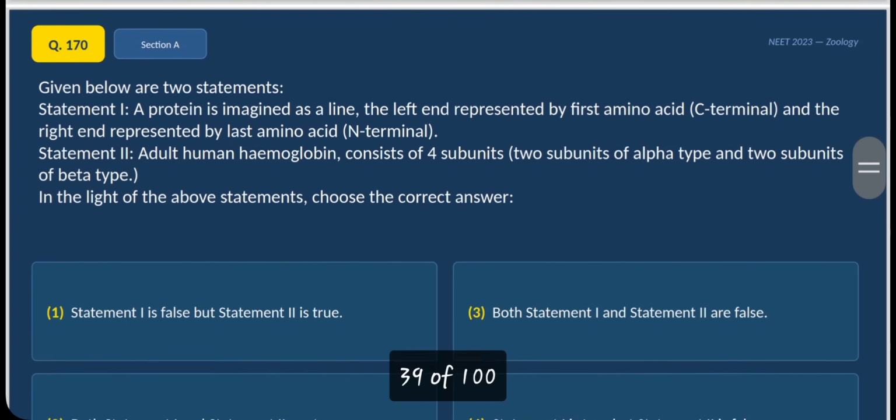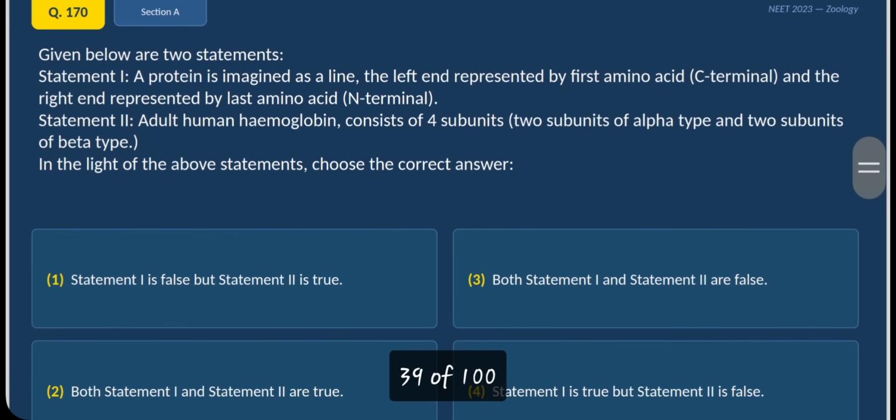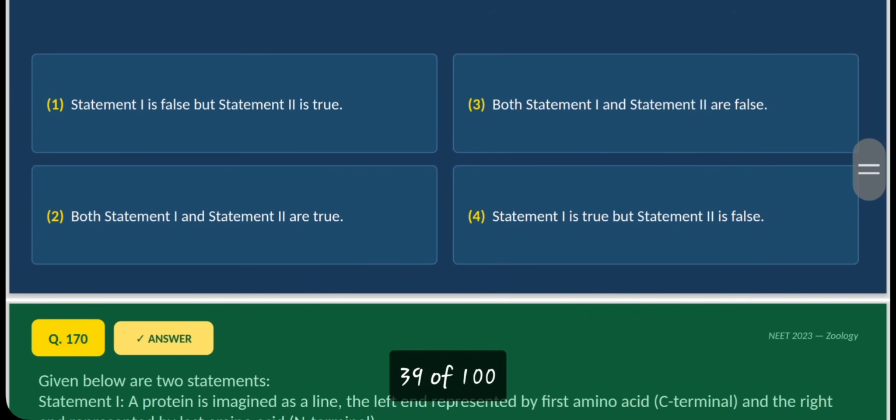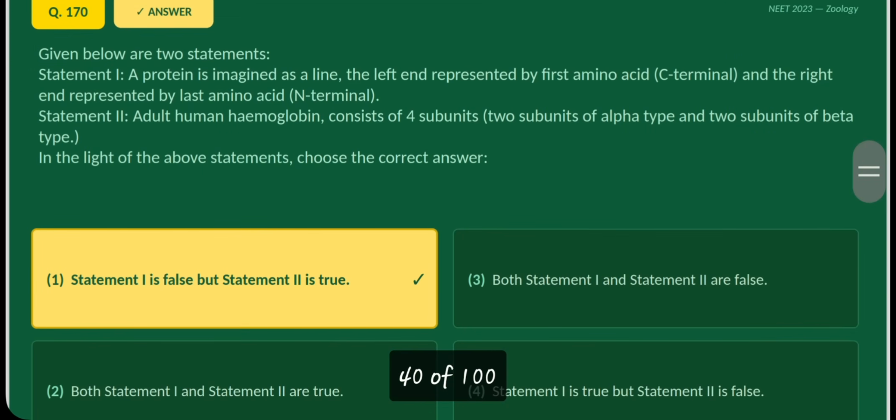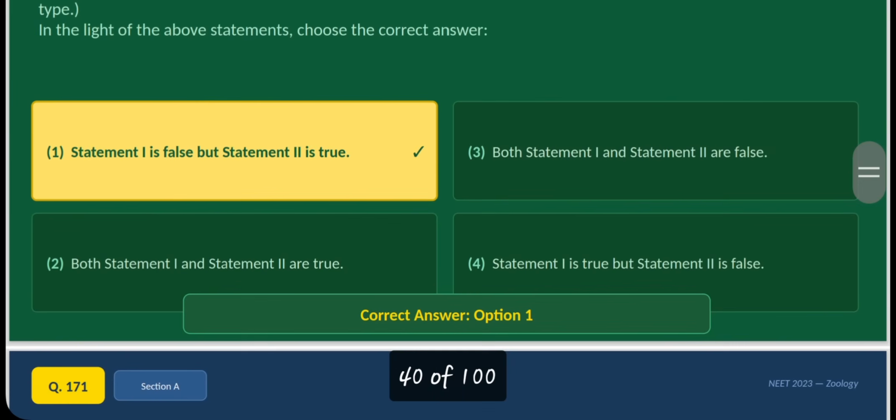Given below are two statements. A protein is imagined as a line, the left end represented by first amino acid, C terminal. This statement is wrong. It should be N terminal, and last is C terminal. Statement 2, adult human hemoglobin consists of 4 subunits, 2 subunits of alpha and 2 subunits of beta type. Statement 2 is correct. Statement 1 is incorrect. So statement 1 is false, but statement 2 is true. So that is the answer for this.